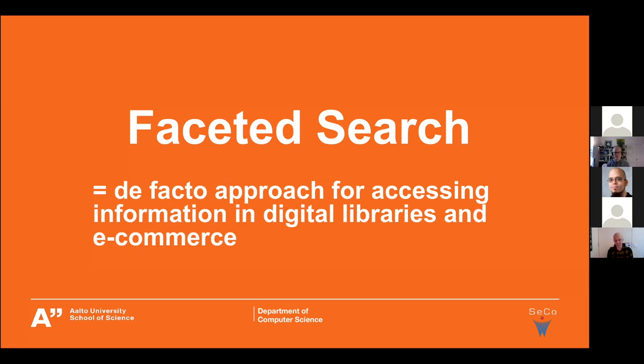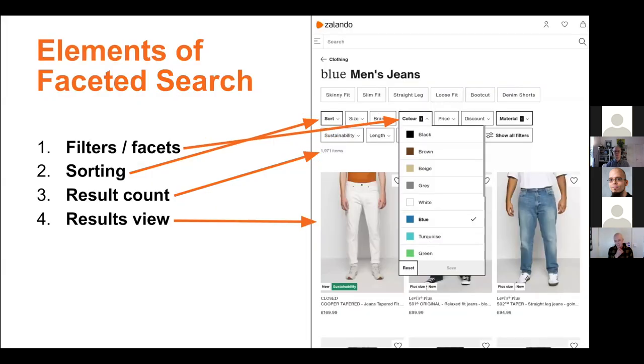The fundamental idea of faceted search was proposed in the library world already in the 1930s, and during the last 20 years or so, it has become an extremely popular method for information retrieval, especially in digital libraries and e-commerce sites. To show some examples of how faceted search is all around us, I've taken examples from some of the biggest online stores today, and how they try to satisfy the information needs of their customers. For example, from the Zalando site, we can right away spot the four basic elements of faceted search.